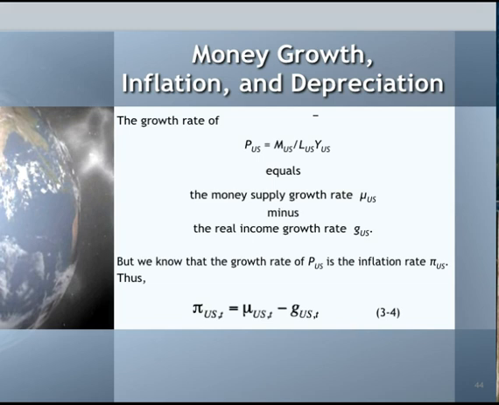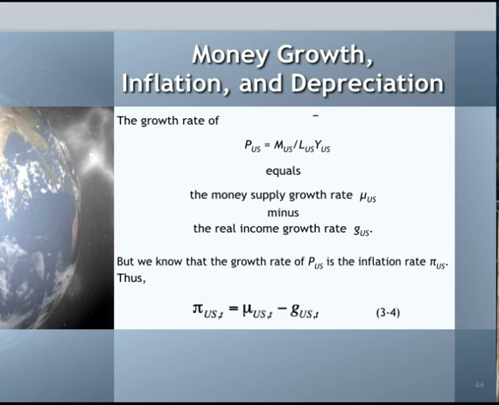Now, remember that the price is equal to the money supply divided by money demand. And so we're now just going to analyze the rate of change of both the price level as well as the money supply and the money demand, or real income growth rate of G. But we know what the growth rate of P is. It's just inflation. We calculated that earlier. So that's just pi of US.